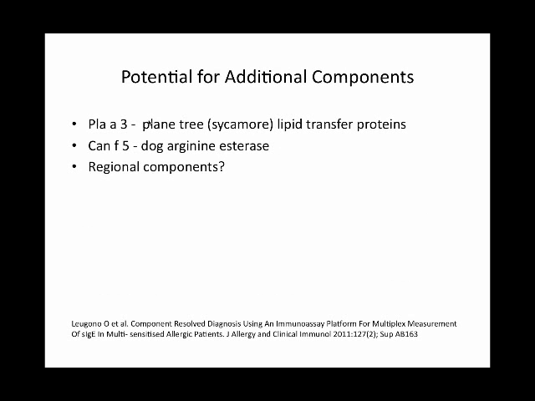Now, there's lots of potential to add components. This group in Spain was actually saying, well, you should add more plane tree, and there's a lot of sycamore or plane trees in Spain. They were very excited about adding another dog component, but I think there's probably room to add some regional components. In the Midwest, for example, you probably have things that you're seeing often. Are there weeds that you're particularly concerned about or trees you're particularly concerned about, Jay?